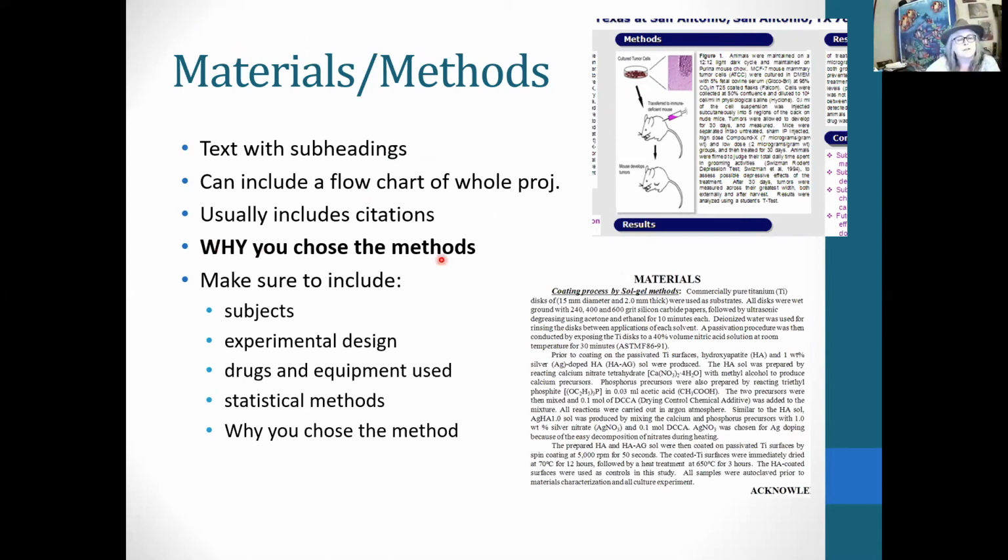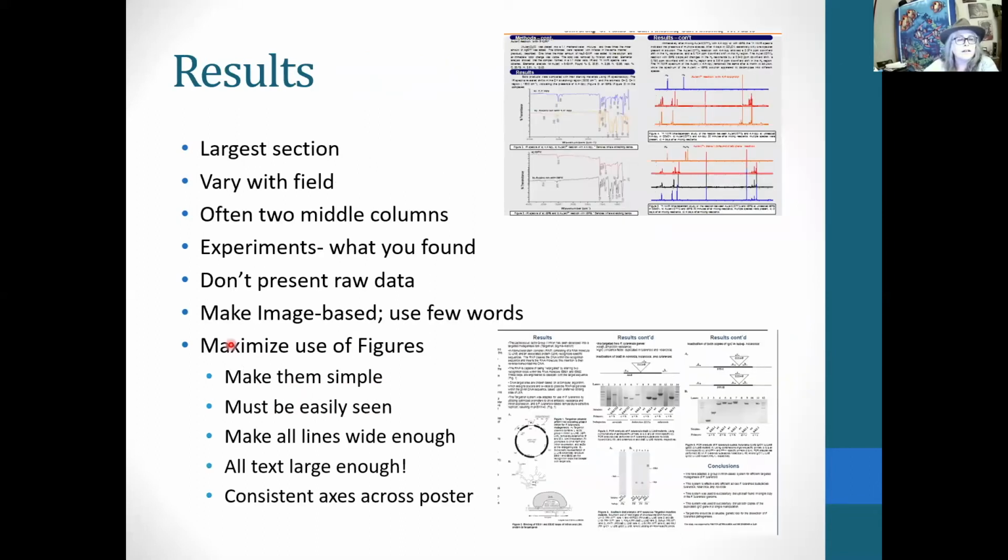For Abercams, you need why you chose the methods, because they like it, and it's in the rubric. But you need to include subjects, experimental design, drugs and equipment used, statistical methods, why you chose the method, these things. You've got to have them, because people have to be able to reproduce what you did if they're reading your instructions. You better do it, and you'll be good.